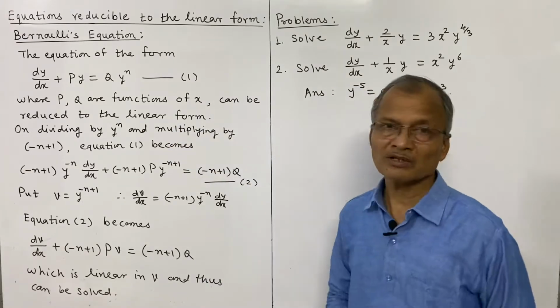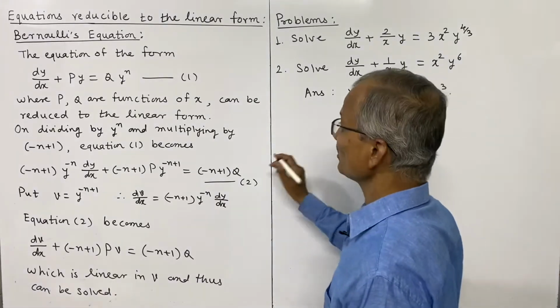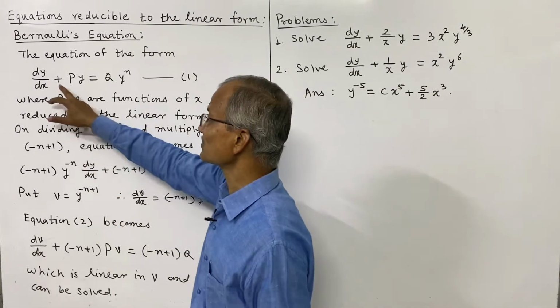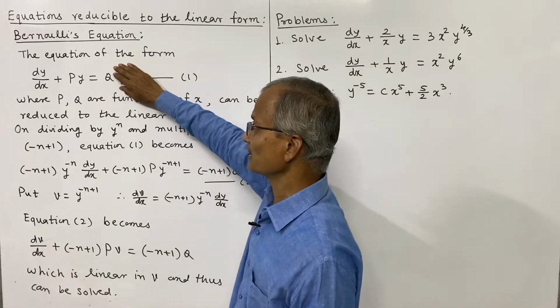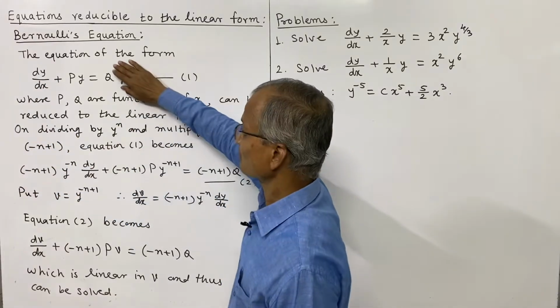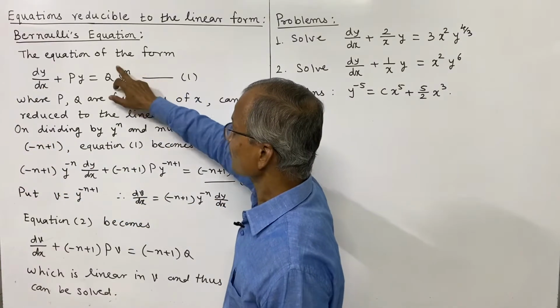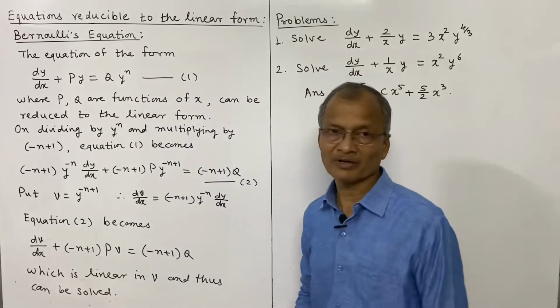So what is the original form of the linear equation that we have studied? That is only dy/dx + Py = Q. This term of y^n is absent. Then this is exactly a linear equation of first order. But here, because of this term, it is not in the exact form of a linear equation.